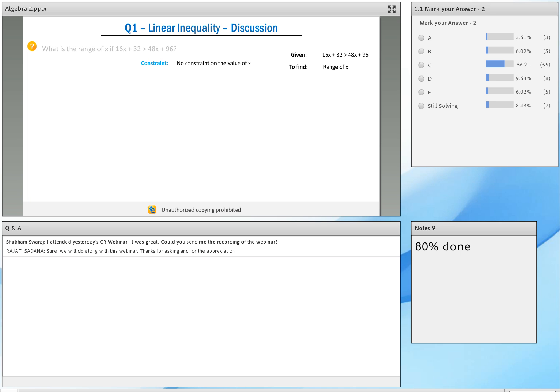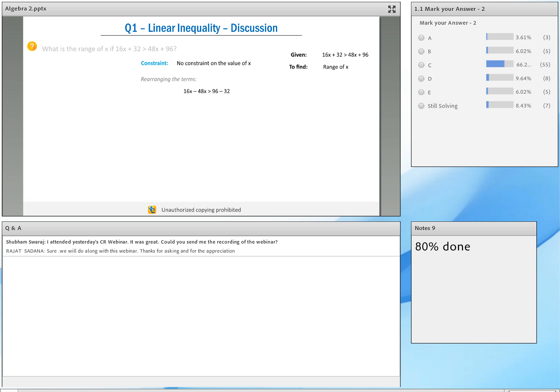You're given this inequality. Again, the first thing you have to really ask yourself is, is there a constraint on the values that x can take? And when you read the question again, there is absolutely no constraint. Always do this, because if you don't, you're likely to make a mistake, even when you do the math right.